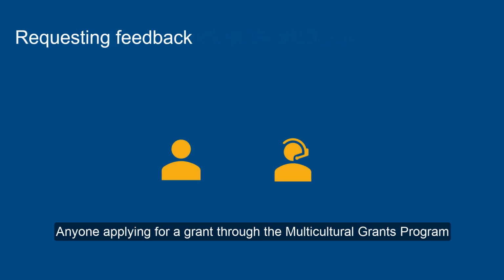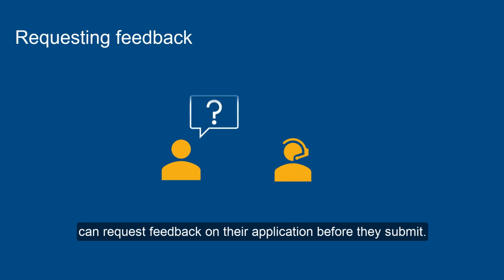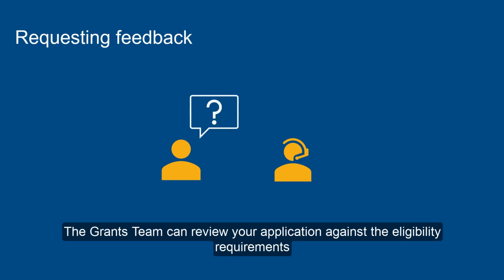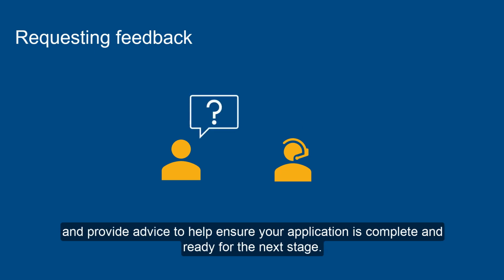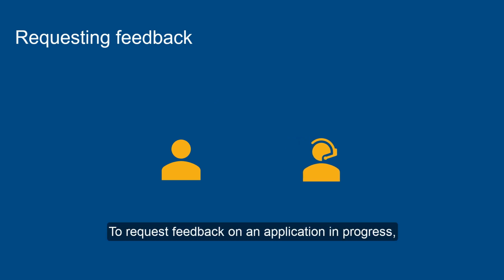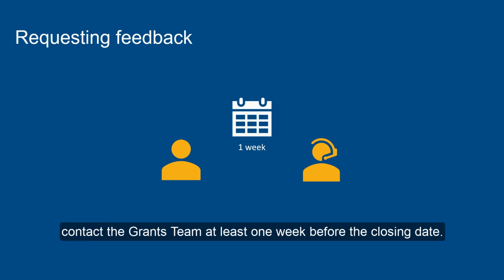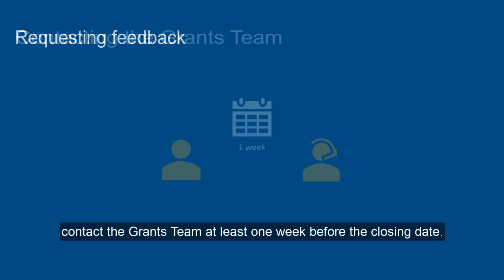Anyone applying for a grant through the Multicultural Grants Program can request feedback on their application before they submit. The grants team can review your application against the eligibility requirements and provide advice to help ensure your application is complete and ready for the next stage. To request feedback on an application in progress, contact the grants team at least 1 week before the closing date.